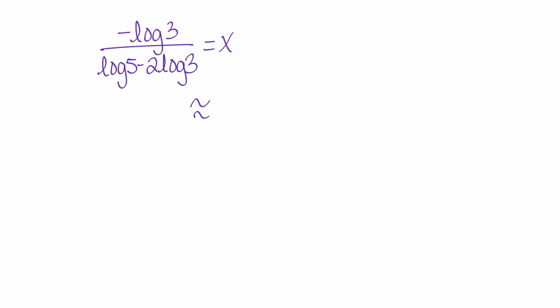And so now we're going to approximate it by going ahead and entering this in our calculator. So we have negative log 3, and then you hit enter, and then do divided by parentheses. Remember, this denominator has to be in parentheses. Log of 5, close parentheses, minus 2 log 3, and then close both parentheses, and that gives us x is approximately 1.8691.